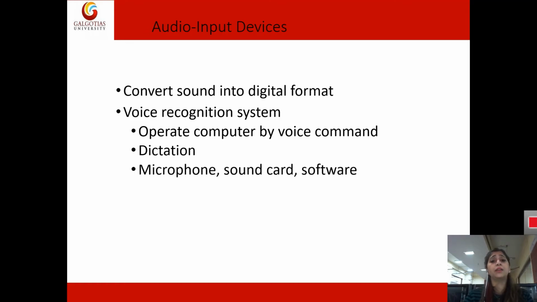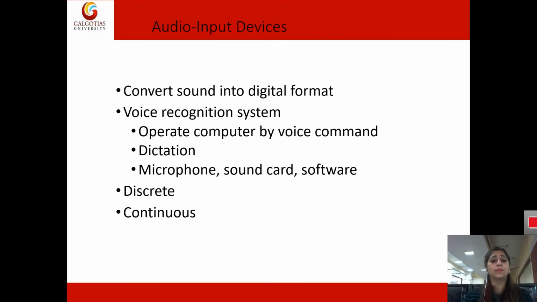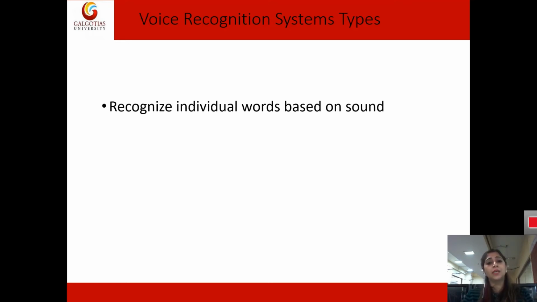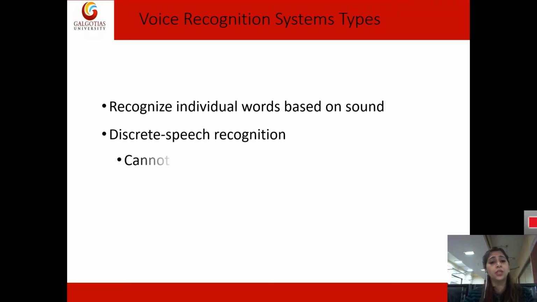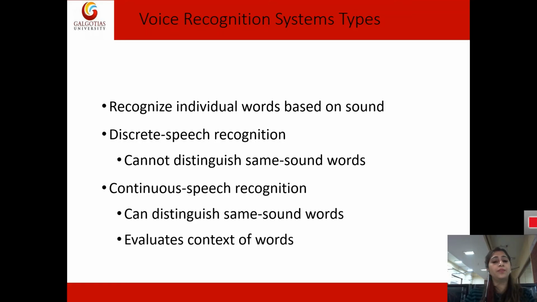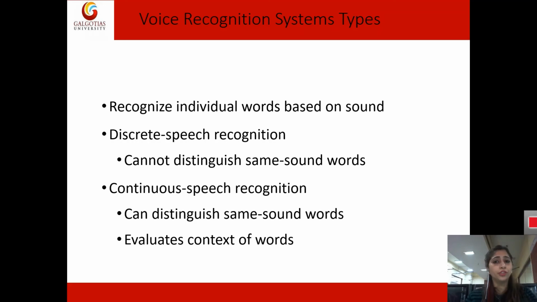This depends on dictation, microphone, sound card, and software. And then we have discrete and continuous types of voice recognition, the types of audio input. The voice recognition system has some specific types: one in which we recognize individual words based on the sounds, then discrete speech recognition, then continuous speech recognition, and then one that evaluates the context of the word. So these are some of the types of voice recognition system.